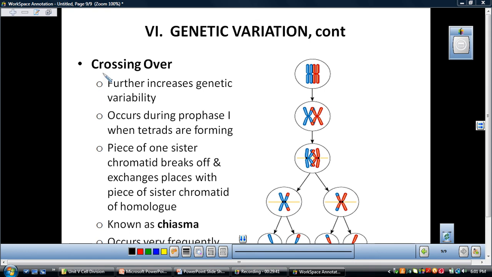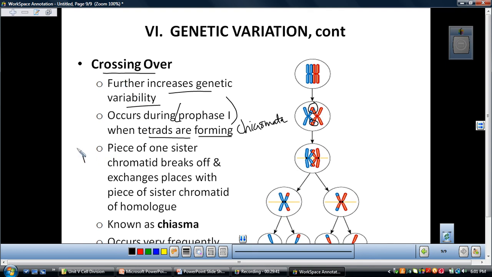So crossing over increases genetic variability or genetic variation. It happens in prophase 1 when the tetrads come together and they form, remember, they join at their chiasmata. So whenever they join, which you can see right here, here's the chiasmata, when they come together in prophase 1, they do this crossing over.